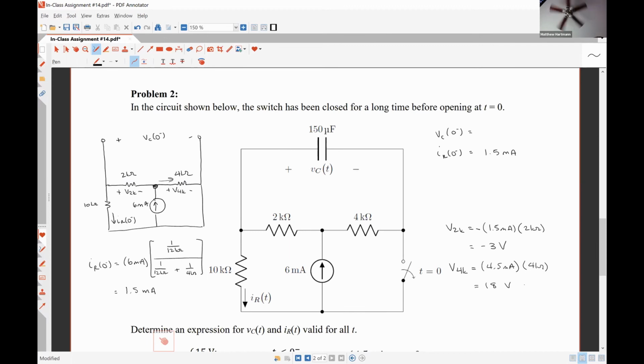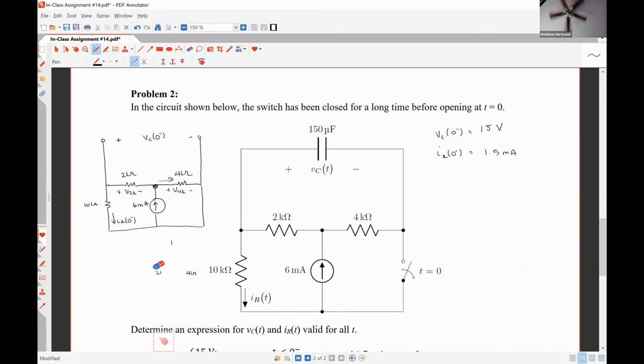So from that, what is VC at 0 minus? 15 volts. 15 volts, just add those two guys together. Alrighty, that seems legit to me. So now let's analyze the circuit at t equal to 0 plus. So at t equal to 0 plus, our switch is opened.